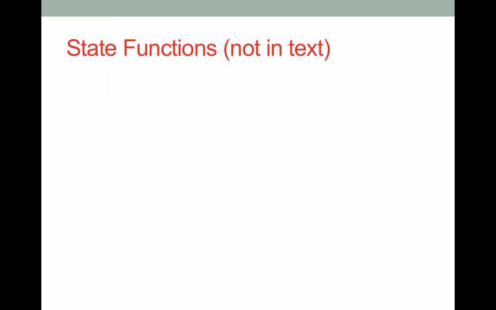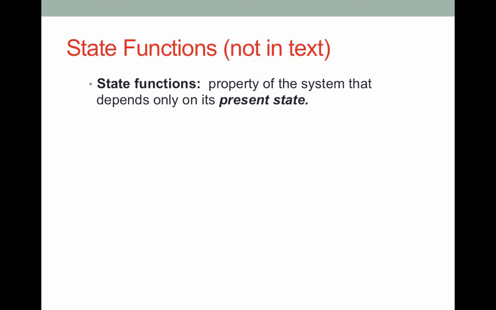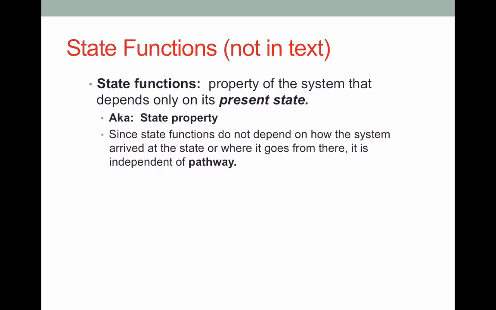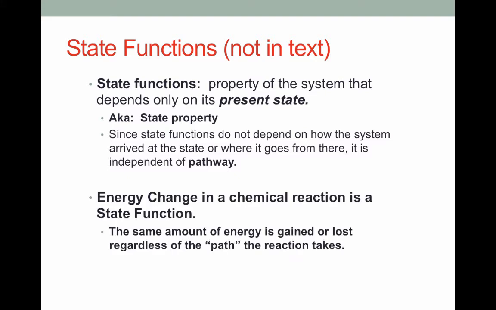Now we want to be able to quantify these enthalpies of reaction. Enthalpy of a reaction is a state function. A state function is a property of the system that depends only on its present state. In other words, it's independent of pathway. So it doesn't matter how you get from point A to point B. All that matters is the difference between point A and point B. Energy change in a chemical reaction is a state function. In other words, the same amount of energy is gained or lost regardless of the pathway the reaction takes.